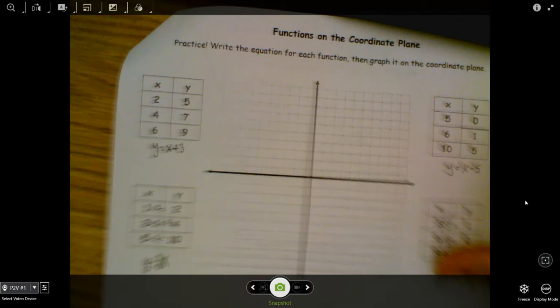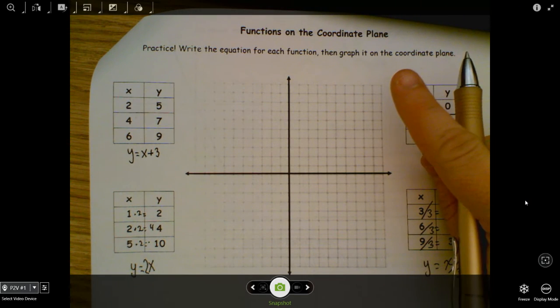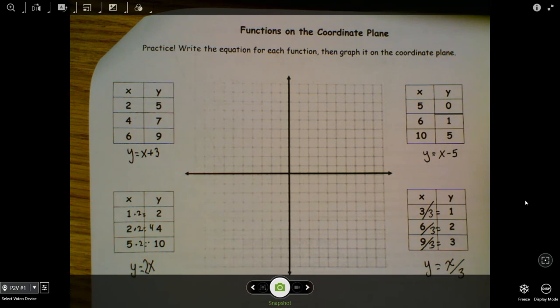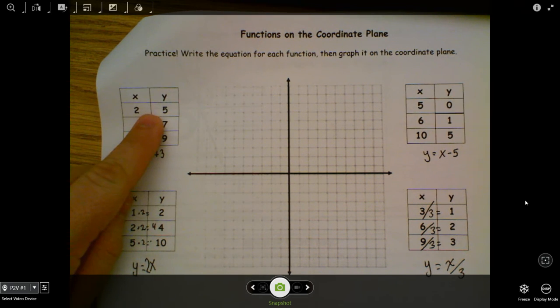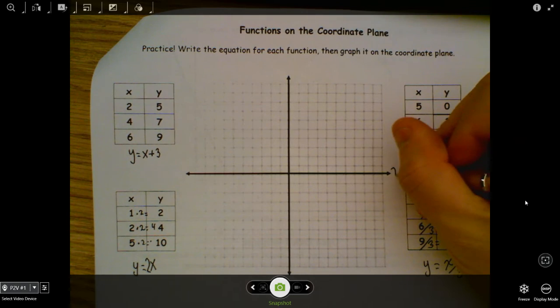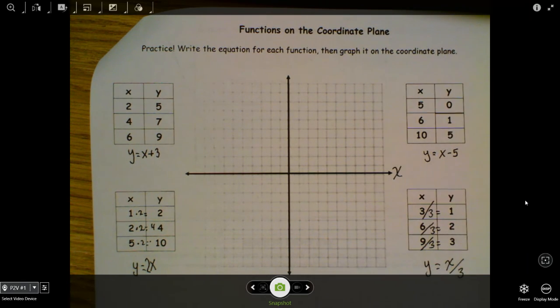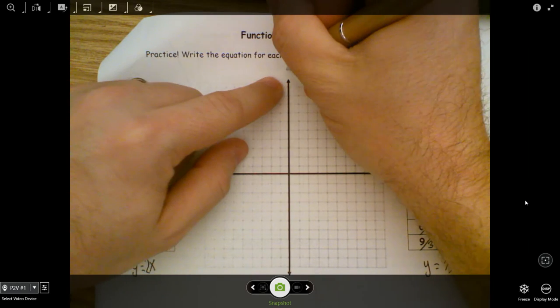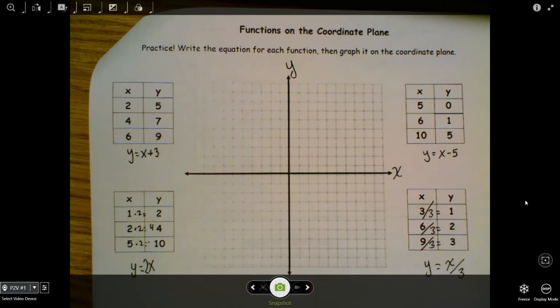So we did step 1. We wrote the rules for each one. But now it says we have to graph it on the coordinate plane. Okay. First step, let's just start with 1. We're going to do this. We have to think back a while and remember that left and right, this axis is called the x-axis. Up and down is called the y-axis.